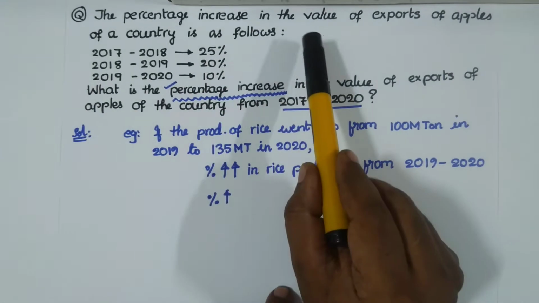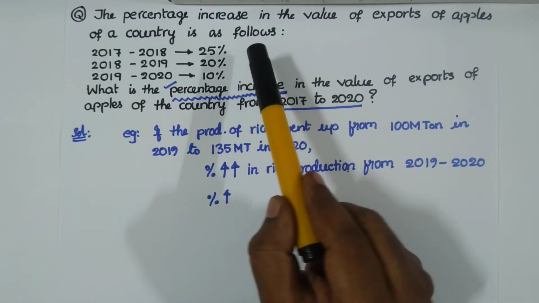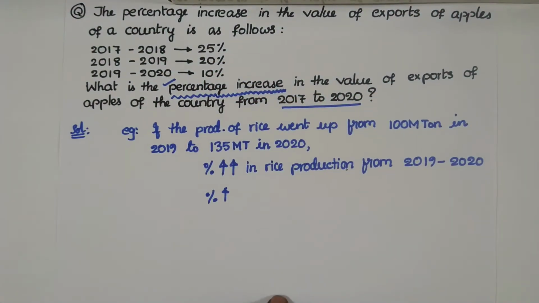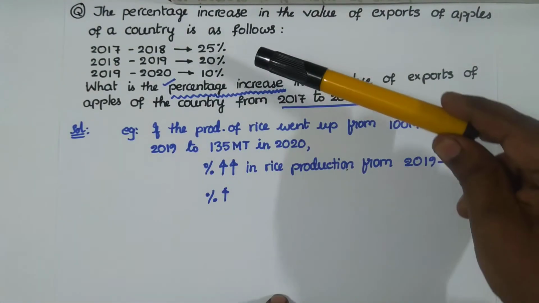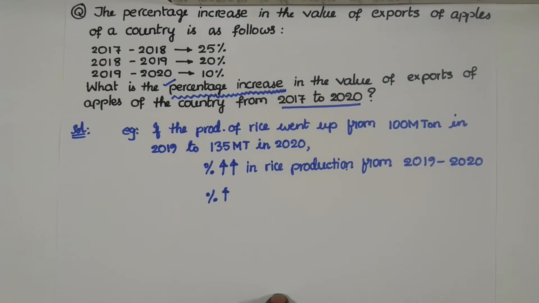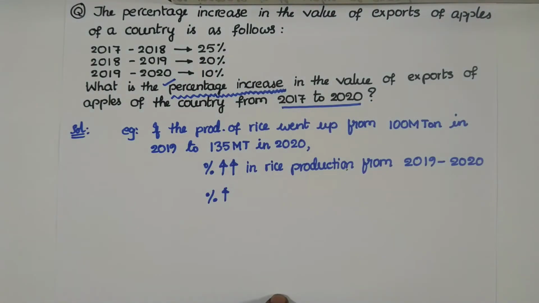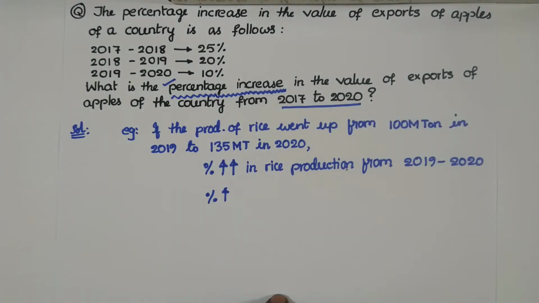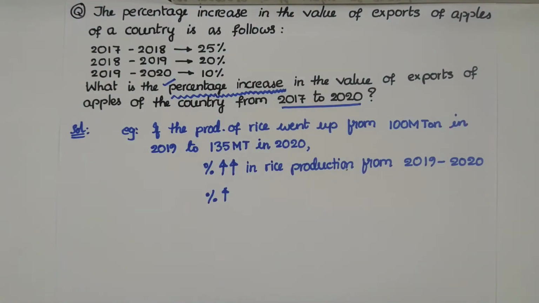Here we have a basic level question from the percentages topic. The percentage increase in the value of exports of apples of a country is as follows. From 2017 to 2018, there is a 25% increase in the value of exports, from 2018 to 2019 there is a 20% increase, and from 2019 to 2020 there is a 10% increase. Now the question is, what is the percentage increase in the value of exports of apples of the country from 2017 to 2020?